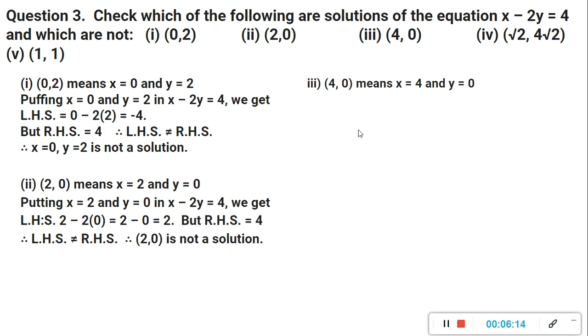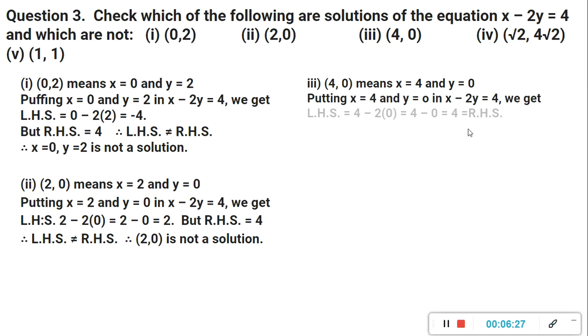Now see the third one. (4, 0) means the value of x is 4 and y is equal to 0. If we put the values of x and y, what do we get? x is 4, so 4 minus 2 into y, which is 0. 2y is 0, so we get 4 minus 0 is equal to 4, that is our RHS. So LHS is equal to RHS. So this answer is correct. Now (4, 0) is a solution.